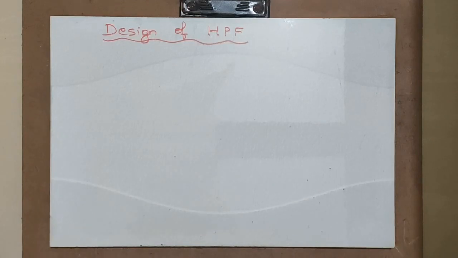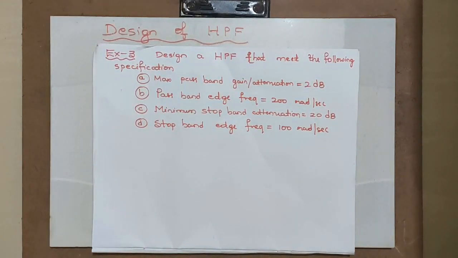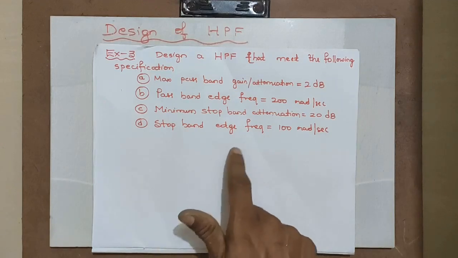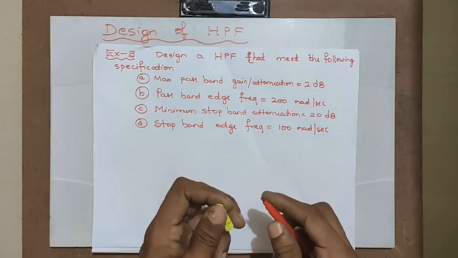In this example today we will design a high pass filter using frequency transformation. Example 3: design a high pass filter that meets the following specifications. First, maximum passband gain or attenuation, what we call, is 2 decibel. Passband edge frequency is 200 radians per second. Minimum stop band attenuation is 20 decibels. Stop band edge frequency is 100 radians per second. This is the example to be solved.